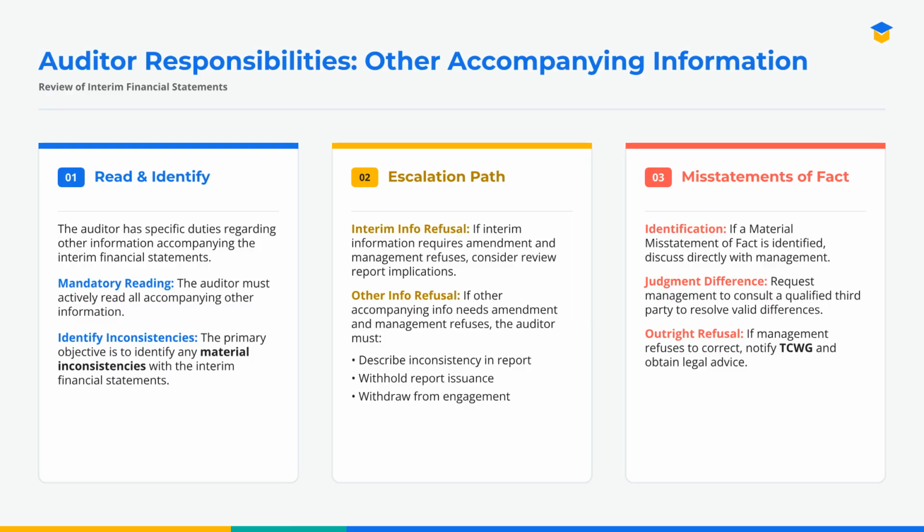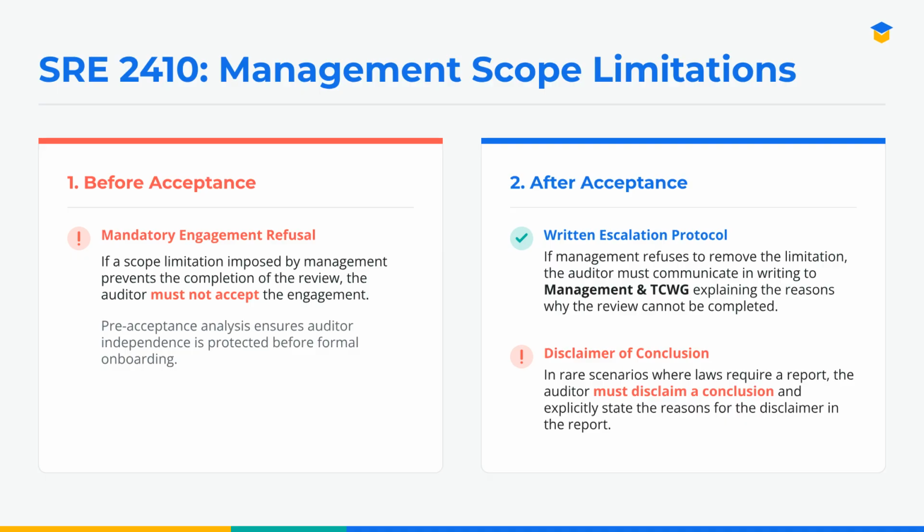Third, regarding misstatements of fact, if identified, discuss directly with management. If there is a valid judgment difference, request management to consult a qualified third party. If management outright refuses to correct it, notify those charged with governance and obtain legal advice. Management scope limitations.